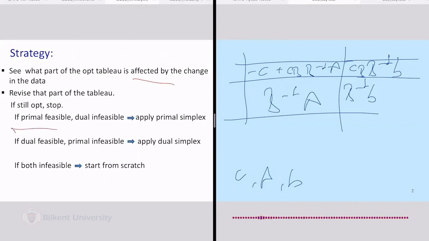If primal feasible but dual feasibility is lost, use the standard simplex algorithm. If dual is feasible but primal became infeasible, we don't know what to do right now, apply dual simplex. If both are gone, if you are no longer primal and dual feasible, that means you're in trouble, go back, start from scratch. You cannot fix it. You have to maintain one of these non-negative, so that you utilize one of the algorithms.